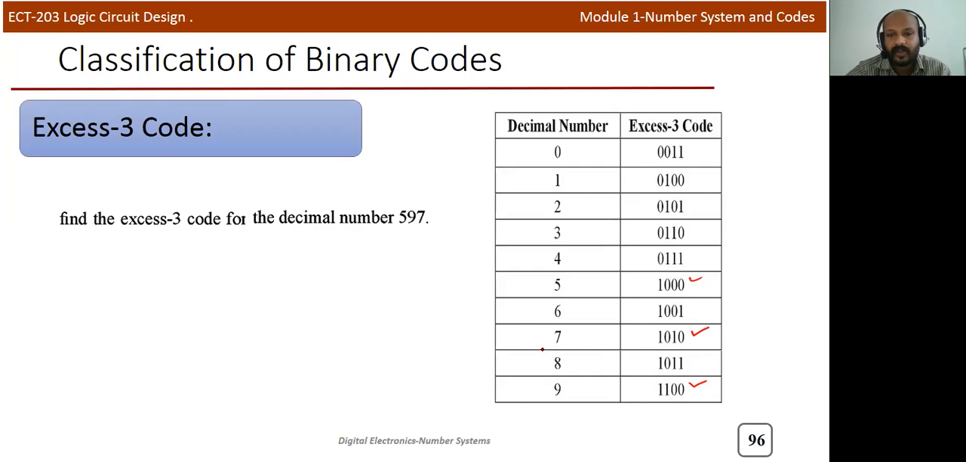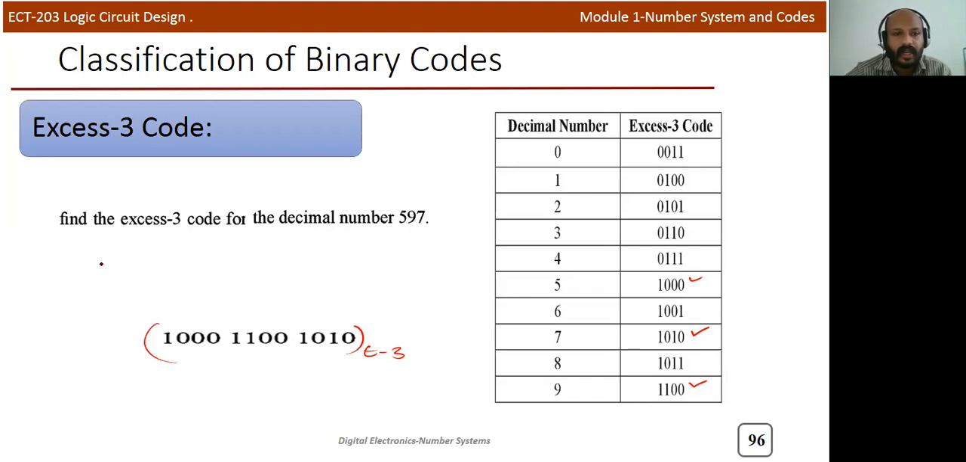Okay, so in a similar way, you can find this out. So this is a binary sequence. An easy way: simply add plus 3 in decimal and find the binary equivalent. You will get exactly XS3. So this is the XS3 code for 597.